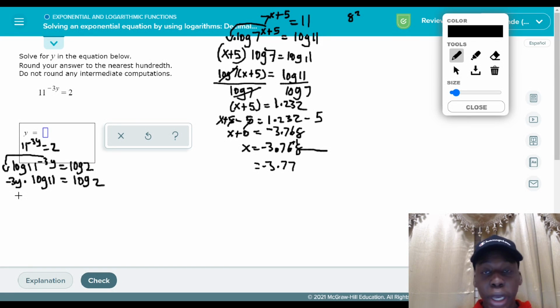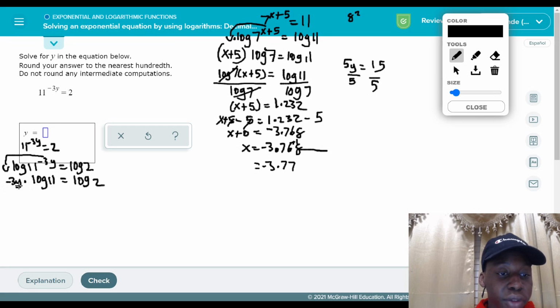Okay, so this is basically how you would work any other equation you're given. If you say 5y equals 15, in order for us to remove 5 from y, all we have to do is divide both sides by 5, right? So that's the same thing we're going to do here. Log 11 is attached to minus 3y, and for us to remove log 11, we have to divide both sides by log 11. This is log 2 divided by log 11. So when we do that, these two cancel out. This is minus 3y equals log 2 divided by log 11.